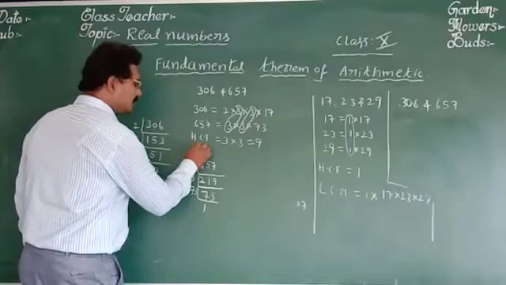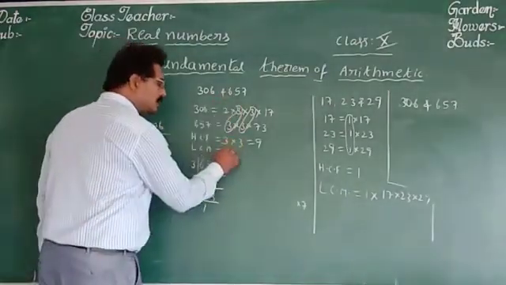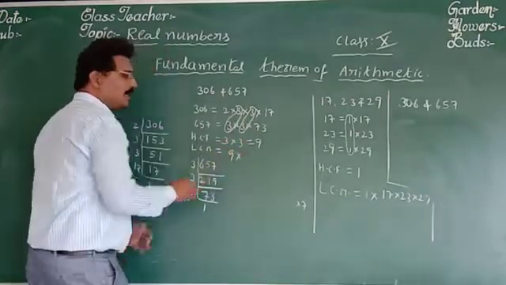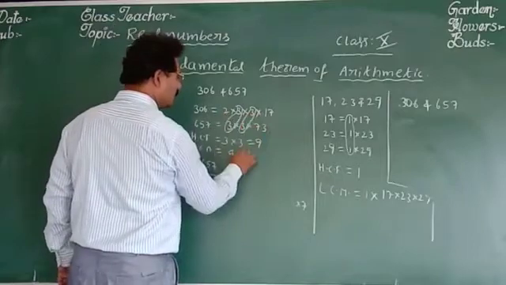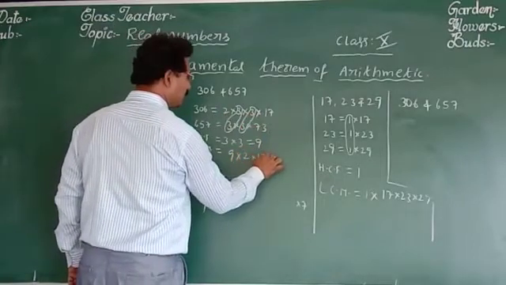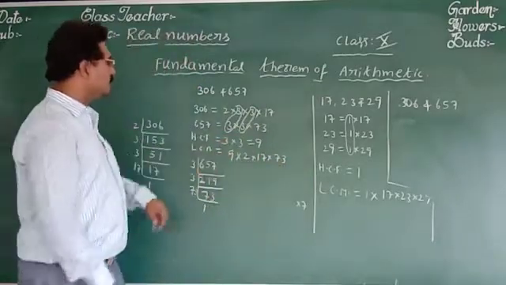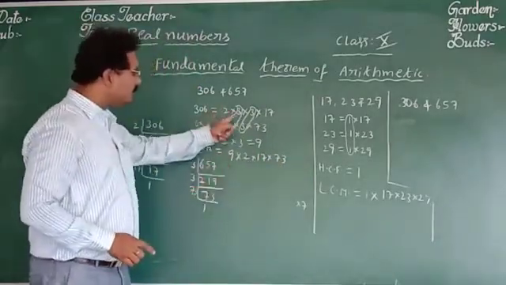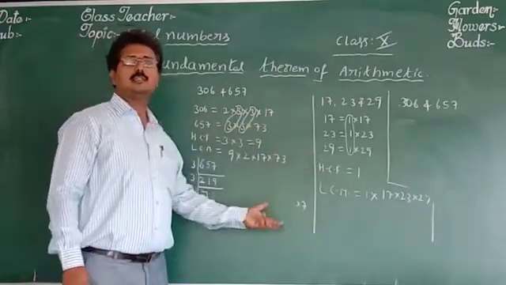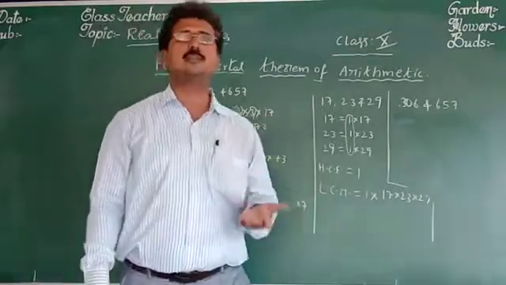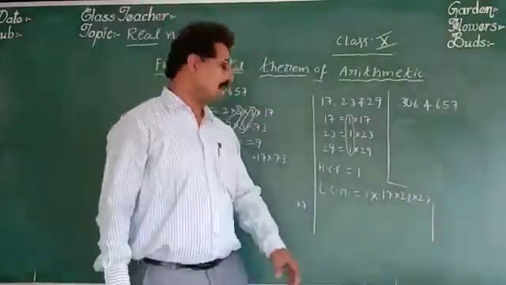Next see the LCM. LCM means the greatest powers. What I told, including HCF. First you write HCF and then the remaining factors. What are the remaining factors? 2 into 17 into 73. So 9 is the HCF into the remaining factors 2 into 17 into 73. If you multiply, it is easy to get the LCM. So this is the way to find the LCM and HCF of the given numbers using prime factors.